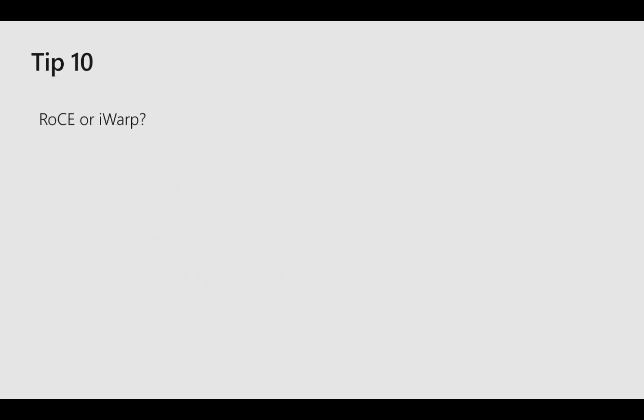Networking. So should you do RoCE or iWARP? It depends. I'm a RoCE guy because I know how to configure it. RoCE uses UDP, so it needs DCB and priority flow control to control if there's any congestion. With UDP, there's no acknowledgement that the packet is received.